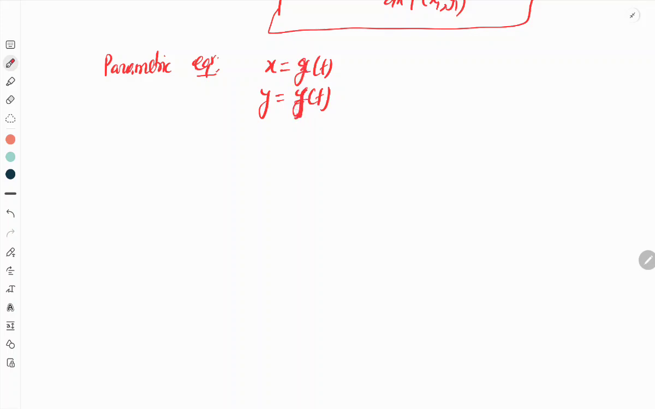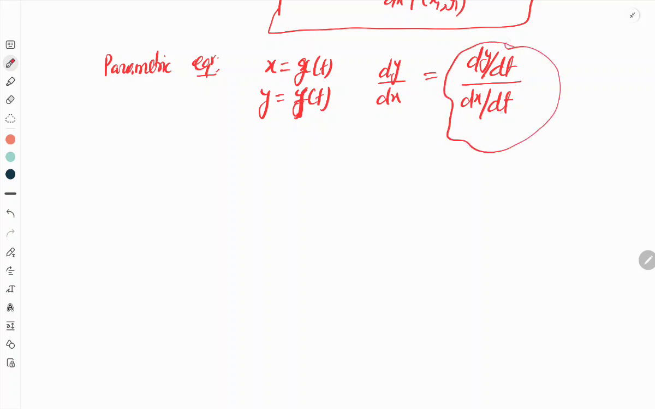Then what you have to do is find dy by dx. How? dy by dx will be dy by dt upon dx by dt, in this way. Then at the given point you have to find the slope. After that, the equation of tangent or normal is y minus y1 is equal to m into x minus x1, where m is the slope at the given point.